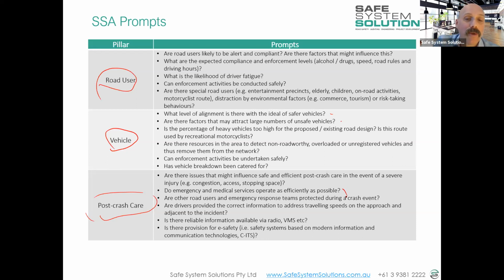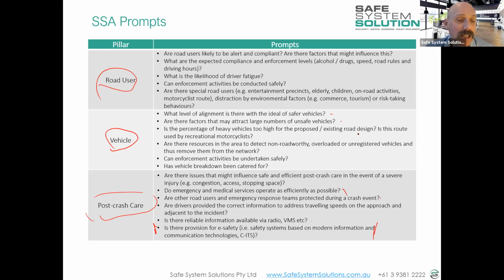Are other road users and emergency response teams protected during the crash event and their treatment? Are drivers provided the correct information to address travel speed on the approach to and adjacent to the incident? Is there reliable information via radio, VMS? Is there provision for e-safety systems based on modern communication technologies, cooperative ITS, and those sorts of things? These are some vehicles of the future style questions, which some of these you might just write not applicable or nothing that I am aware of, and that's fine.